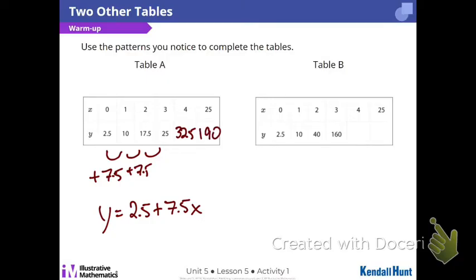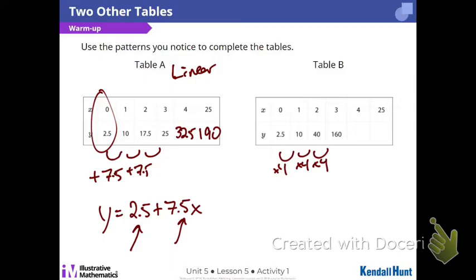So again, here's where I start when x is 0. Here's what's happening over and over. Repeated addition is multiplication. Let's go over here. What's the pattern happening here? Exponential. Well, it is exponential, but what's the pattern? Yeah, times 4, times 4, times 4. So 160 times 4 is 640.